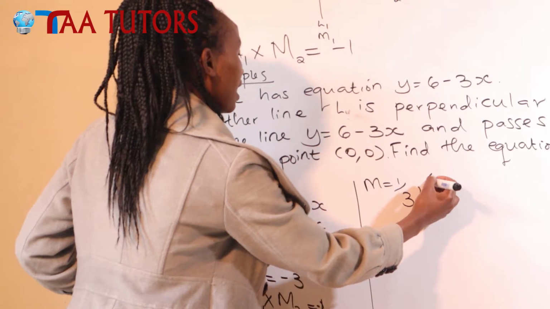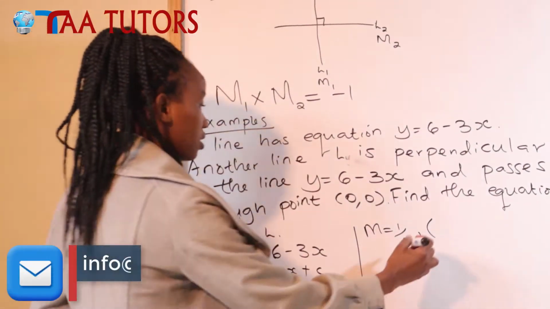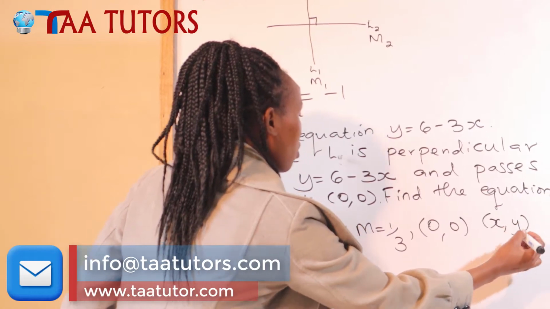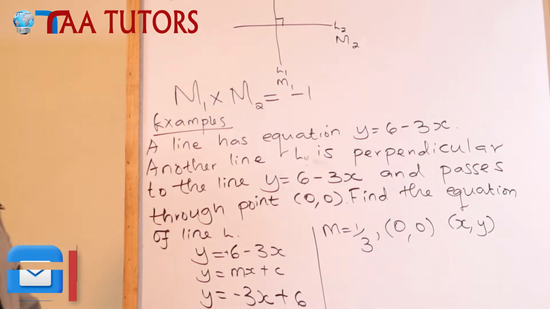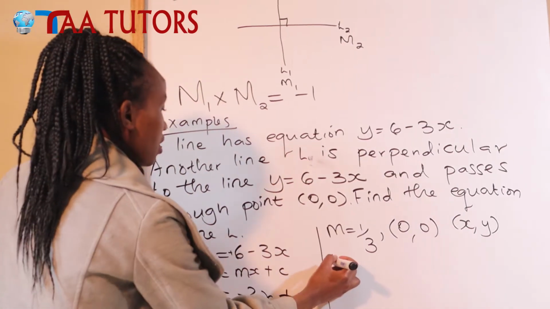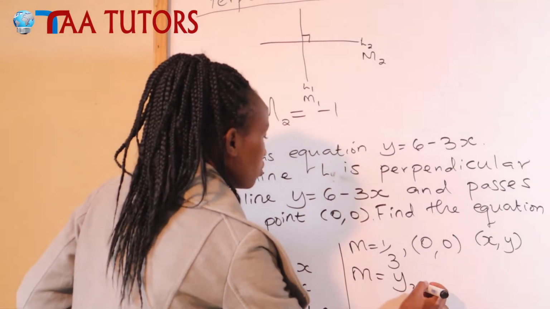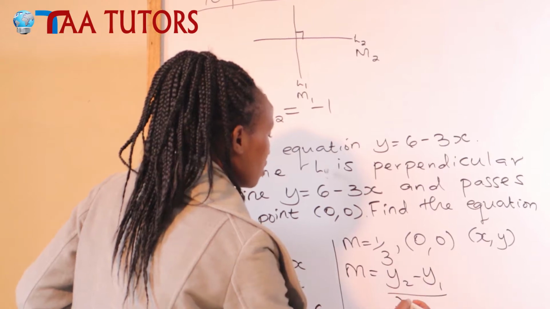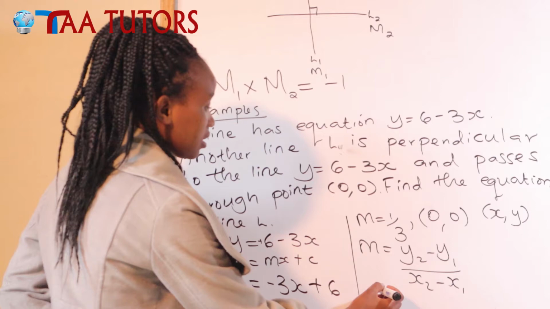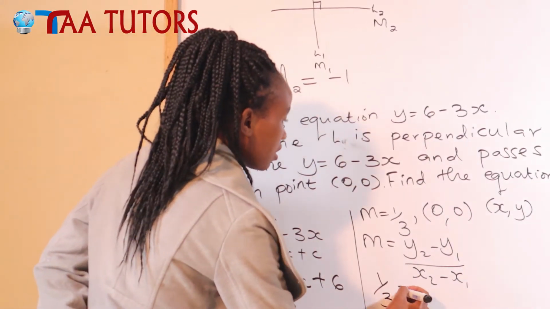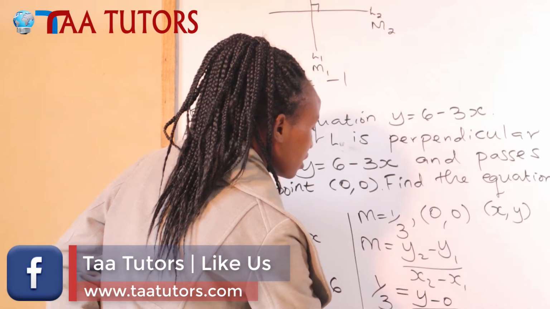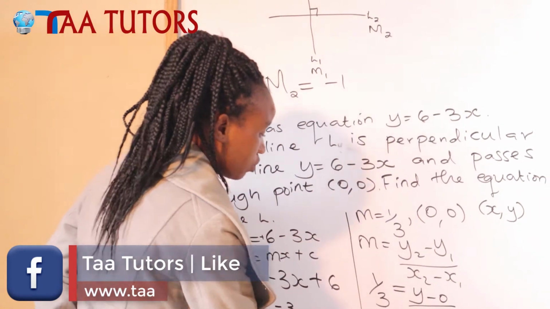Now we have the gradient m equals 1/3. Line L is passing through point (0, 0). Then we take another point, (x, y). We use the formula for finding the gradient of a line, which is m equals y2 minus y1 over x2 minus x1. Our gradient is 1 over 3. So 1 over 3 equals y minus 0 over x minus 0. We cross multiply.